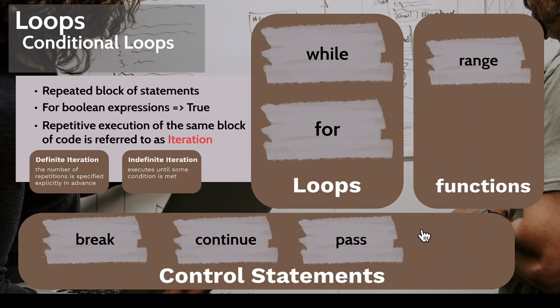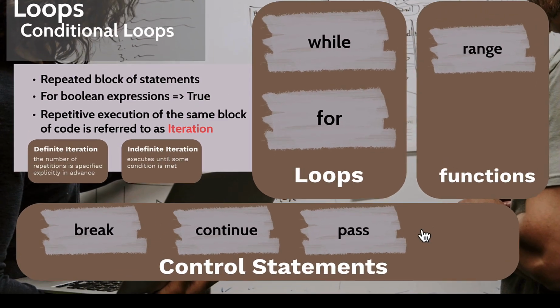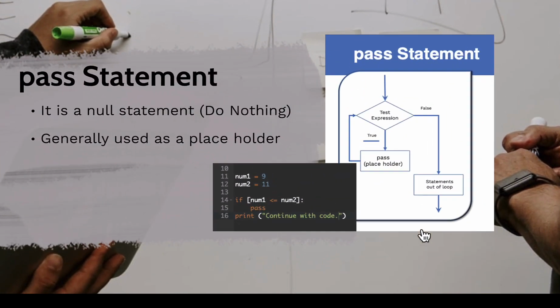Now this one, the pass, is actually quite unique. So when you're starting out your code and you know that you're going to have certain conditions that need to be met, but you don't have all the coding behind it, but you want to start organizing your program code. So this is basically a null, do nothing, generally utilized as a placeholder.